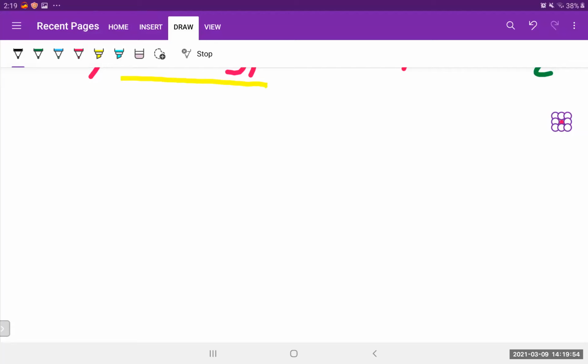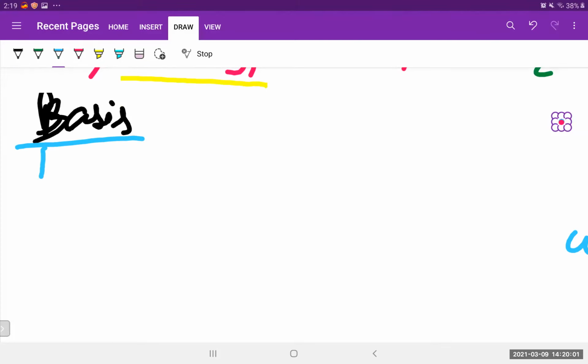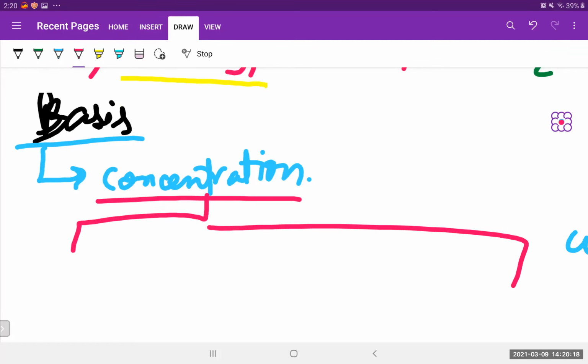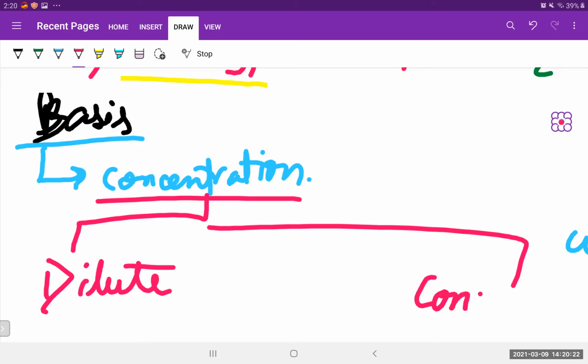So now we will be doing it on the basis of concentration. If I tell you we are now classifying acids on the basis of concentration, what would you tell me? That they can be concentrated or they can be dilute, isn't it? Yes. So they can be dilute or concentrated.